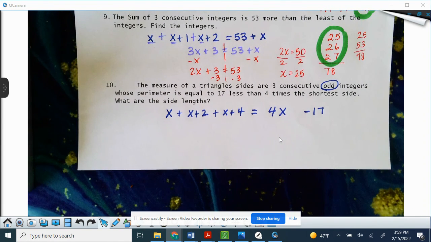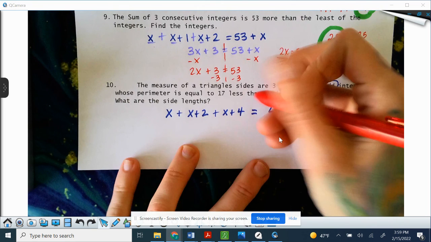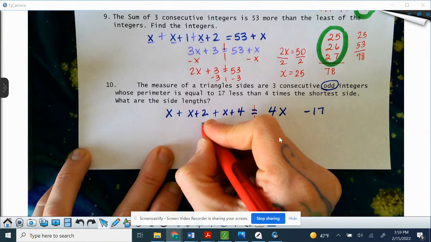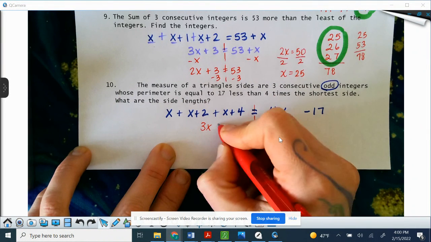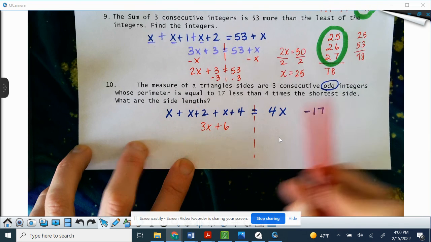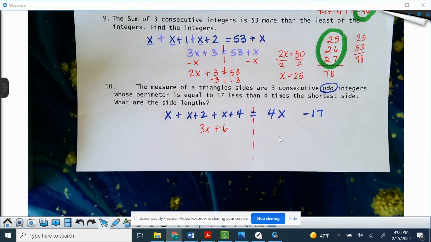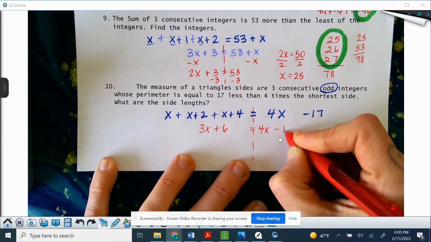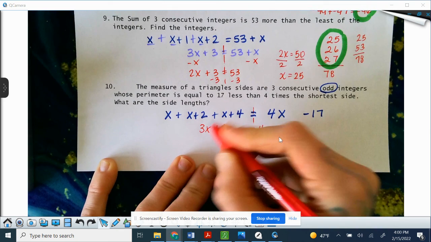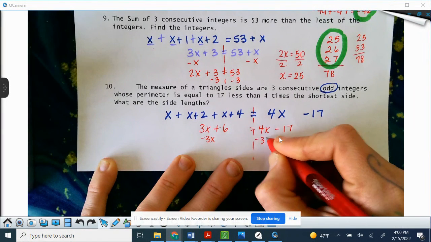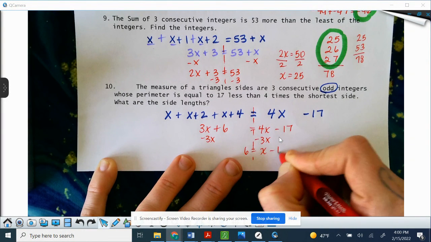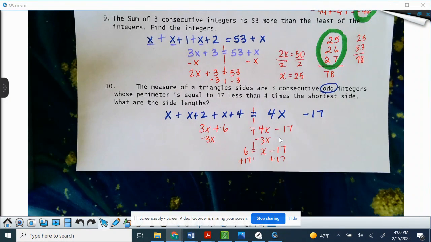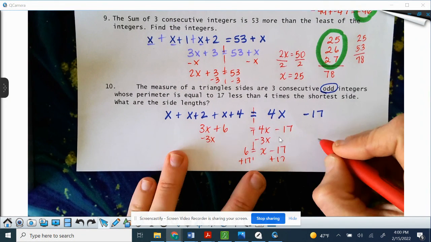So now, again, multi-step equation. There's 3 x's. So 3x. 2 and 4 is going to give me 6, because we're supposed to be odd, right? And 2, 4, 6, 8, and so on is for odd and even. Equals 4x minus 17. I'm going to work towards the largest x, so I'm going to subtract 3x from both sides. 6 equals x minus 17. Add 17 to both sides. So 6 plus 17 is going to give us 23 equals x.